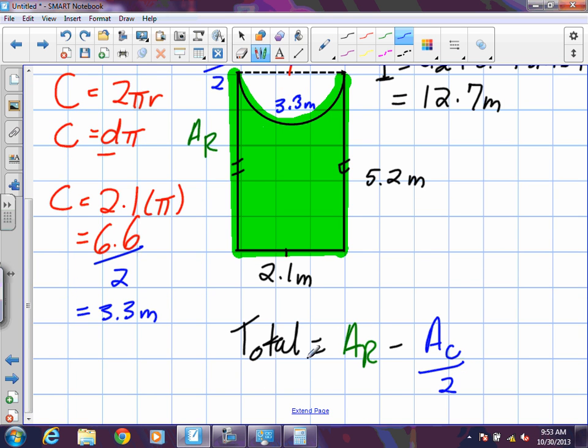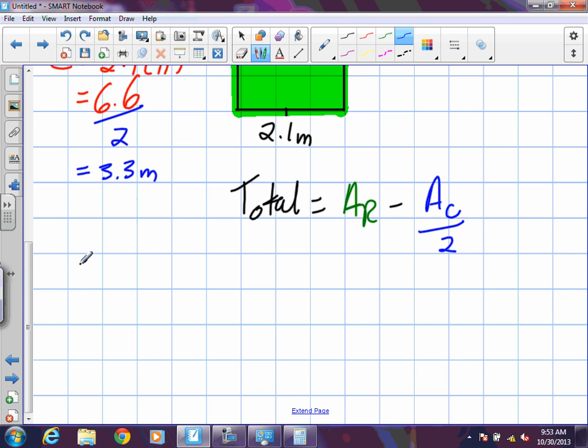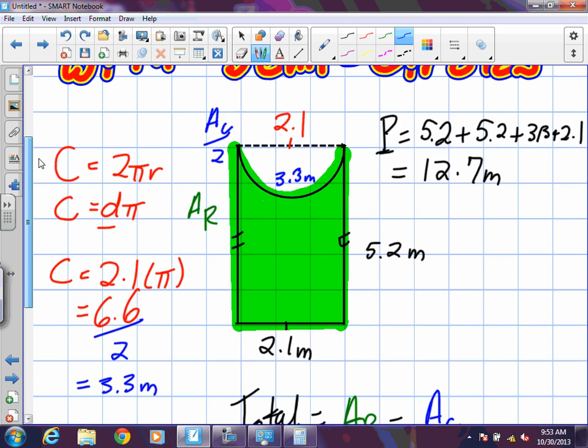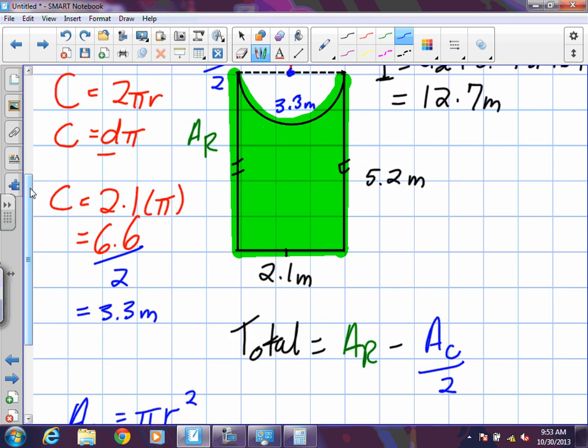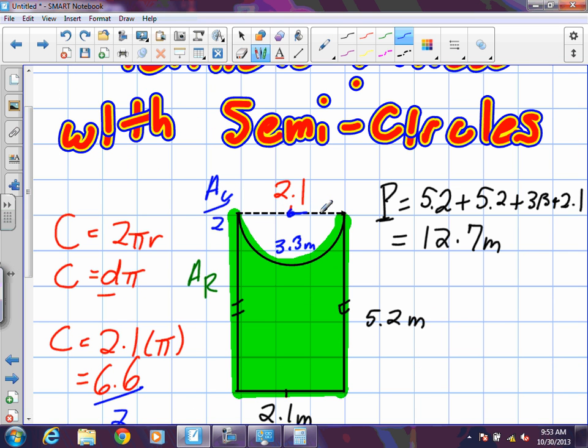So let's talk about area of a circle. Area of a circle is what formula? It doesn't have to do with circumference. It is definitely, though, pi r squared. Now we need the radius, and we technically didn't figure it out yet. What is the radius of this semicircle here? Yeah, we have to divide 2.1 by 2. What is it? 1.05. Perfect. So we figured out that the radius is 1.05.